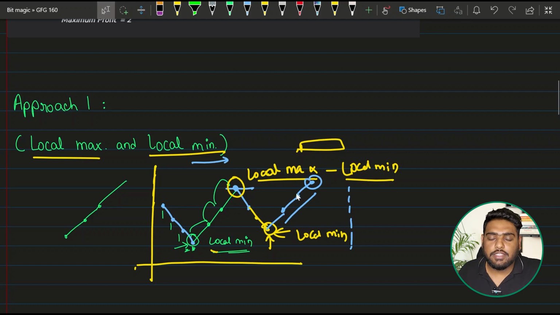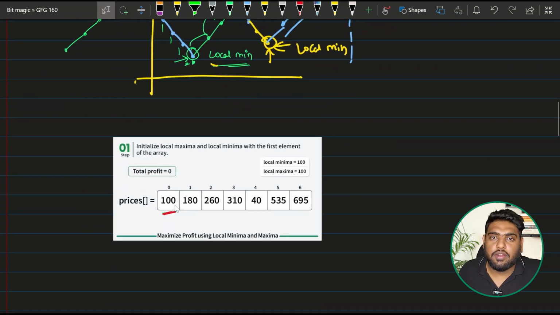Let's see this with one example here, beginning with 100. What do we need to do? We need to maintain track of two variables, as I've already told you, local minima and local maxima. I'm initializing both of the variables with the first value. Now what do I need to do? Firstly, I need to calculate the buying point. For that, I need to calculate local minima. How do I do that? I see the declining slope. Where are the values declining?